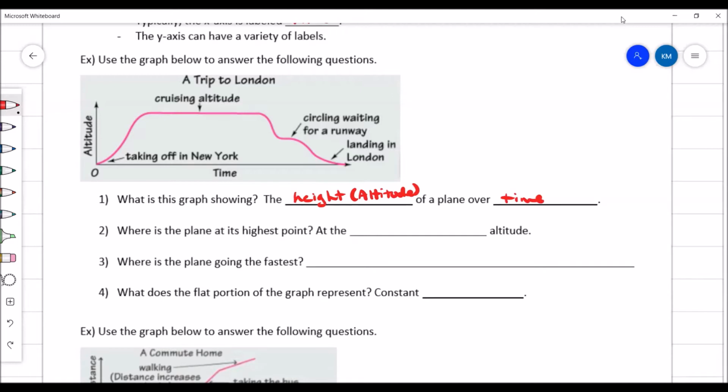Okay, where is the plane at its highest point? Okay, and so as we look, it's at its highest point here. Okay, it's at its highest point at the cruising altitude.